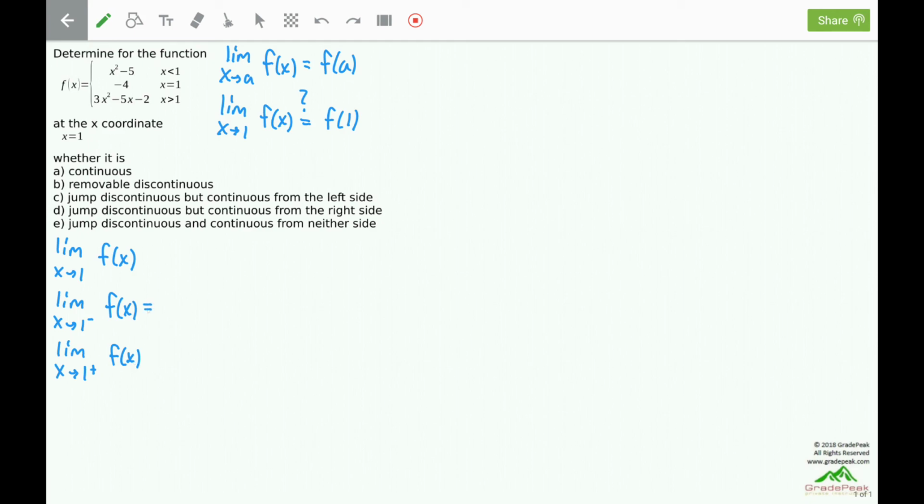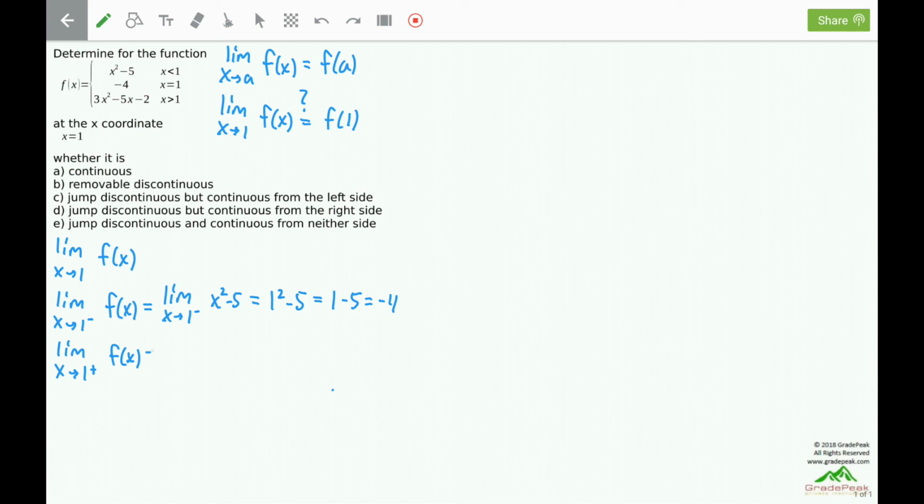Let's start with the left-sided limit. The left side of 1 on the number line means less than 1. Up here, the split expression function, that means we will use this for the expression. So we can replace f of x with x squared minus 5. The next thing to do is try plugging a 1 in for each of the x's. That will give us 1 squared minus 5. 1 squared is 1. Minus 5 will give us a negative 4.